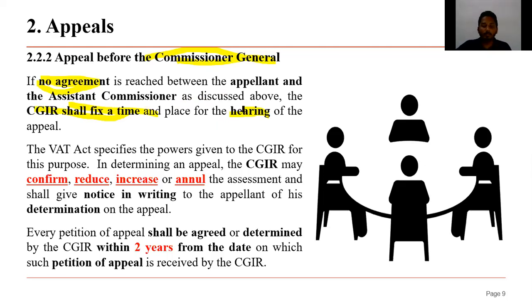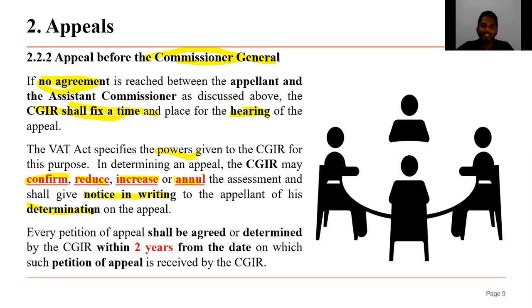Normally the lower persons, the department people, will hear the appeal. If no agreement is reached, it is referred to the Commissioner General, the higher level of the Inland Revenue Department. The Commissioner General has the power to determine the appeal. He will confirm, reduce, increase or cancel the assessment, and he will issue his decision in a letter in writing. The Commissioner General hearing is the final one at the level of the department.